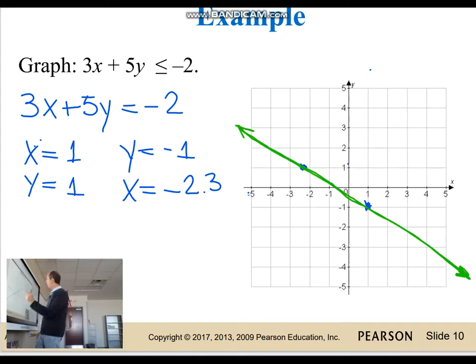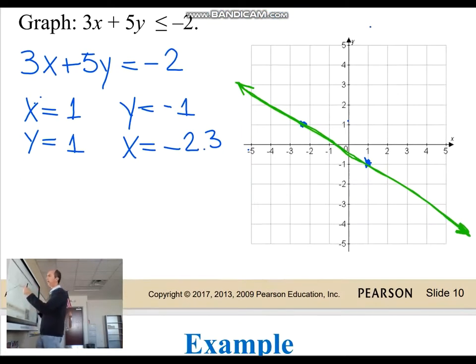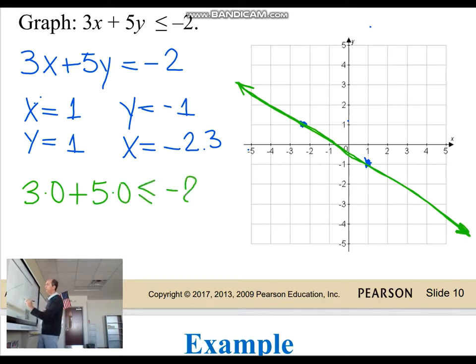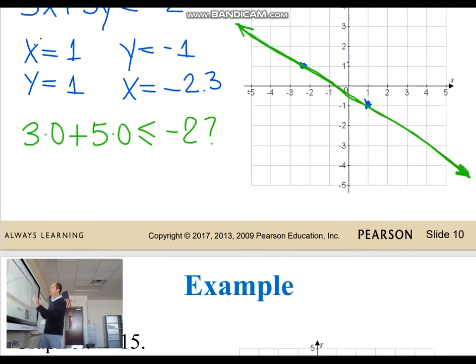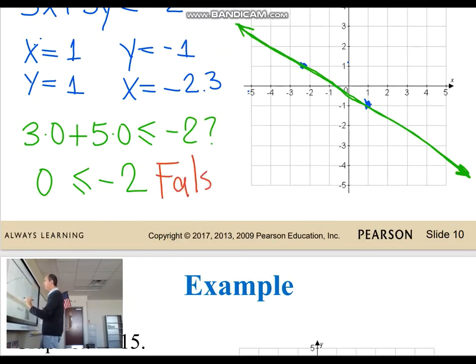Now we can test x equals 0, y equals 0, because it's not on the line. It's close to the line, but it's not on the line. Make here 3 times 0 plus 5 times 0. Check if it is less or equal to -2. Let's check. 3 times 0, 0. 5 times 0, 0. Less or equal to -2. What do you think? This is going to be false, right? Because -2 is less than 0.